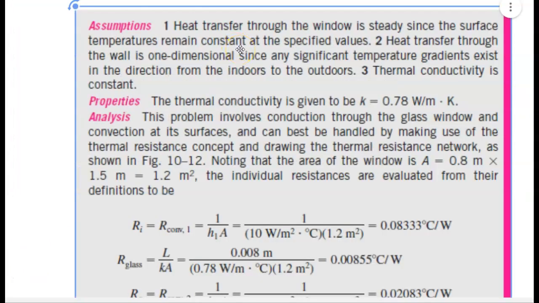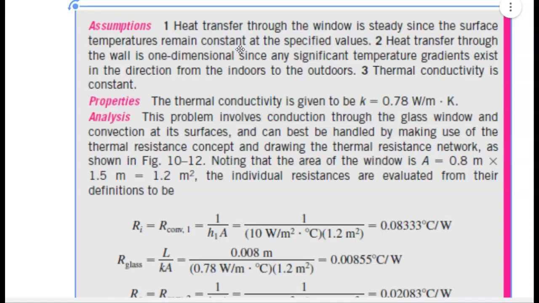Now first we need to make some assumptions. The heat transfer through the window is steady. We need to make that assumption. It's a steady heat transfer. And from a certain depth of the window, the L, the temperature remains constant at the specific value. So these assumptions need to be mentioned.